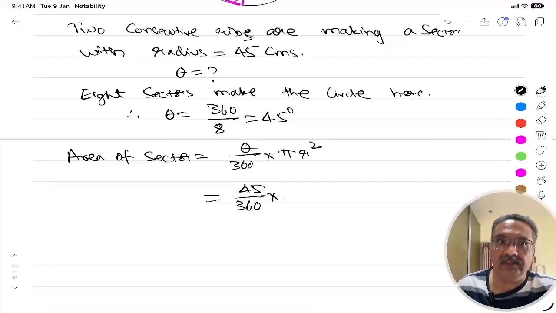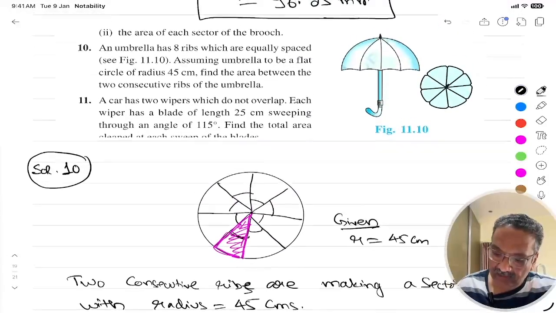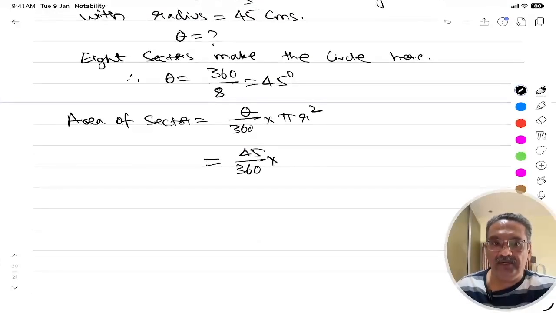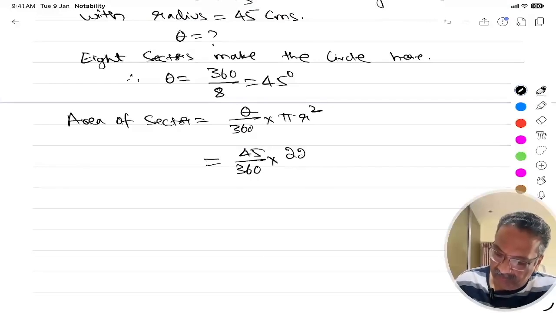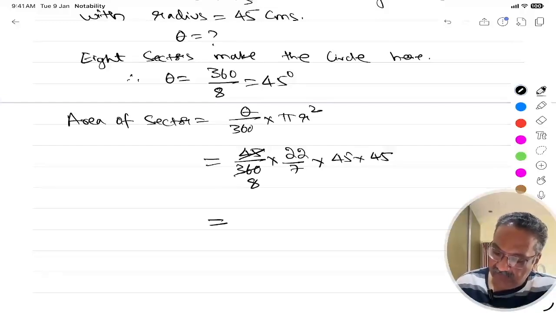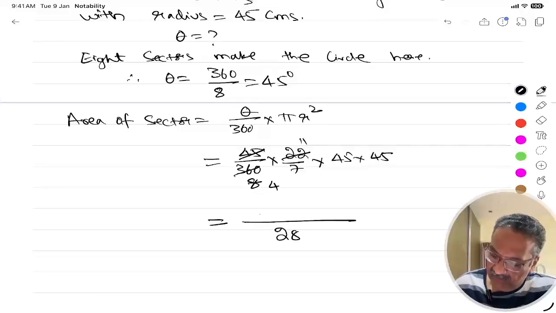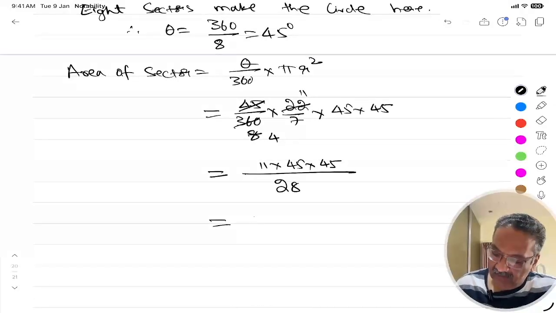Have they asked us to take any value of pi? No, they have not told anything. So you can take 22 by 7 or you can take 3.14. Let me take 22 by 7 into radius 45 centimeters. So 45 ones are 45, eights are. This equals 11 and 4. Okay. So this comes to be about roughly 28. 11 into 45 into 45. If we solve this, this comes out to be about 45 into 45.